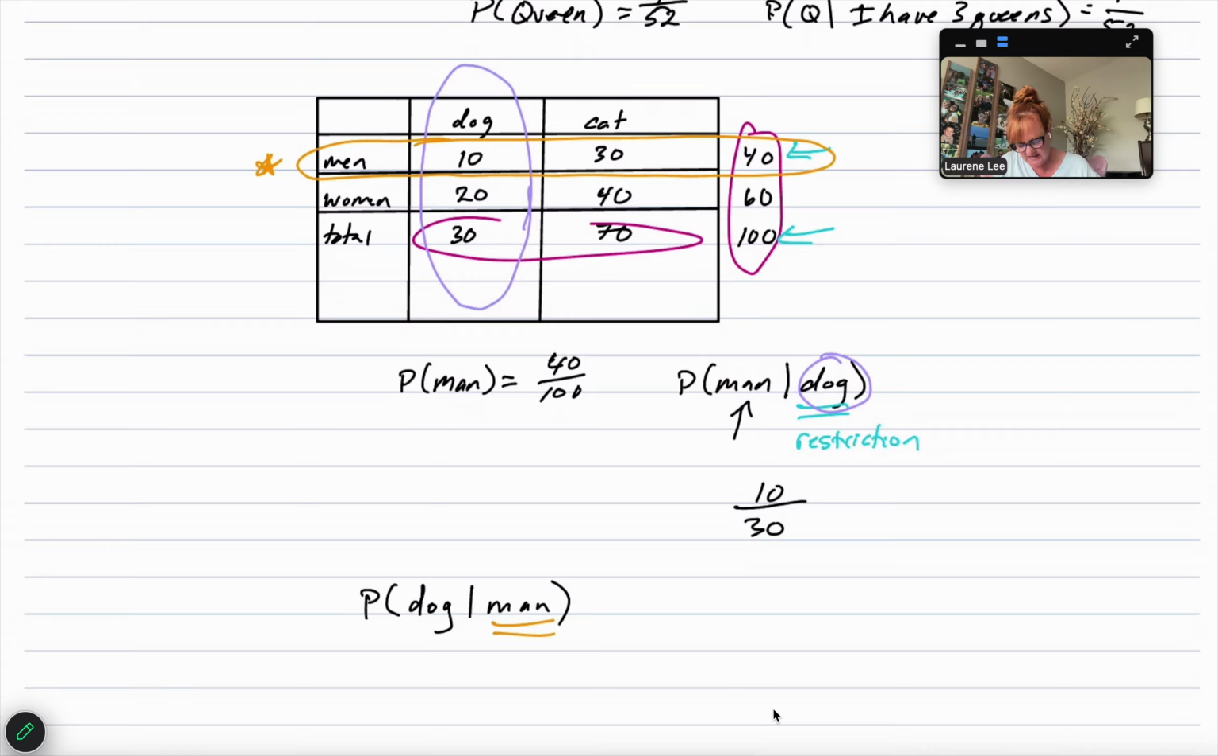And then I'm going to select how many dogs are only in that orange column, and only the orange column gives me the total. So here I'm going to go, there's 10 dog owners that are men over 40 total men. So this total on the bottom should always correlate to this second part. How many here in the pink, how many dog owners are there, and here how many men are there.